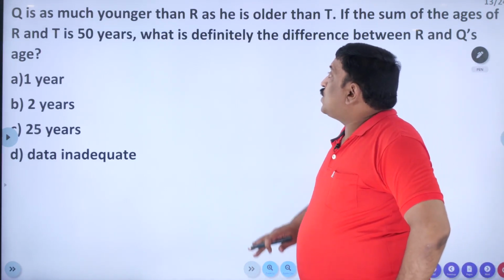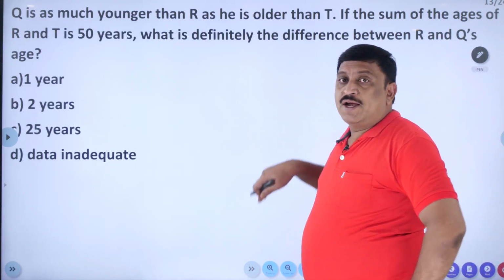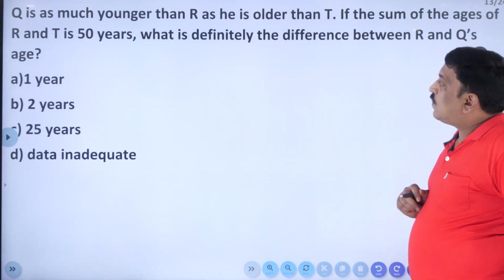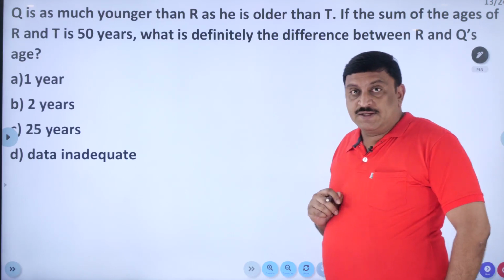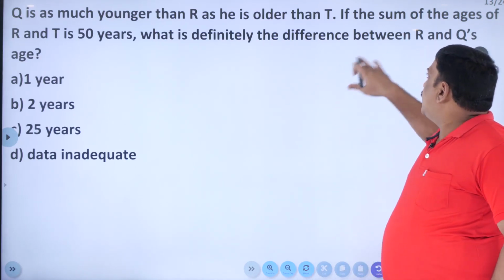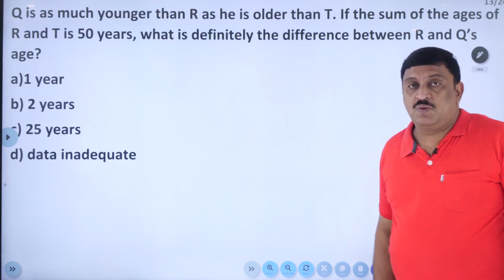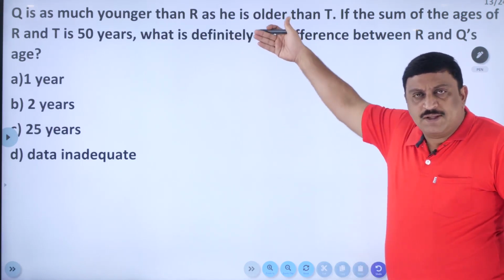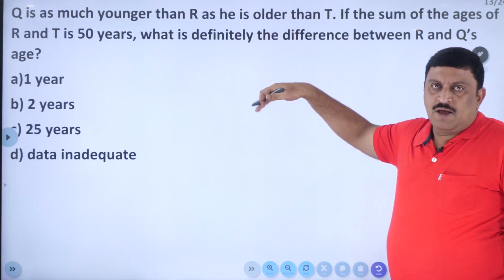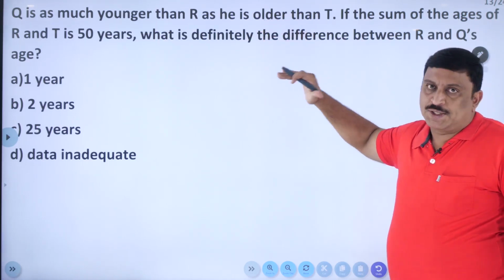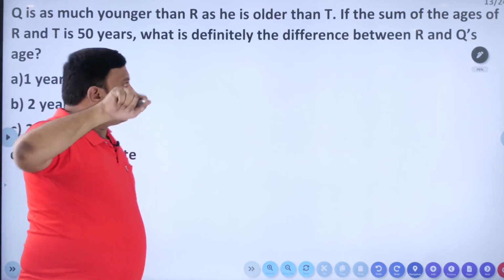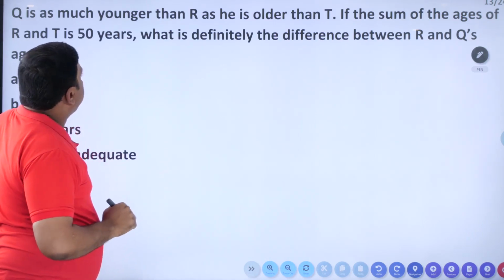Q is as much younger than R as she is older than T, just like the previous one. If the sum of the ages of R and T is 50 years, what is definitely the difference between R and Q? Oh, that means a little bit extension of the previous model. Average model only, but a little bit extension. Okay. Just try that one, and now listen to the explanation.